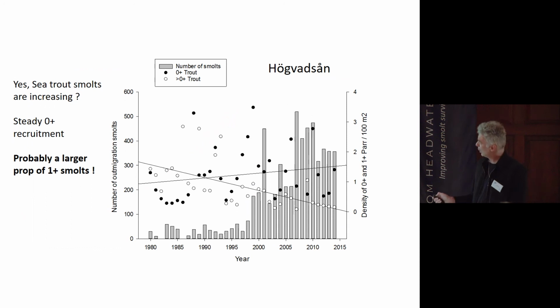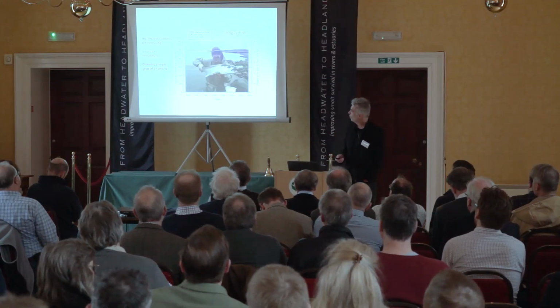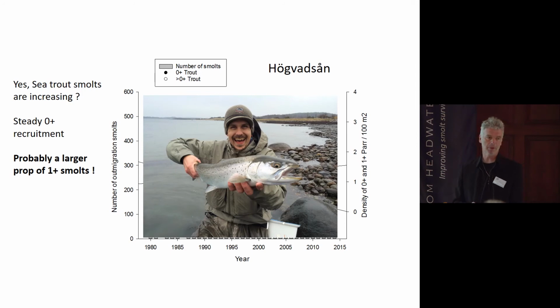And the open circles here are older trout, and the black bars are young-of-the-year trout. And we can see that we have a steady recruitment of young-of-the-year trout, a decline actually in the older trout, but at the same time, we have an increase in the amount of smolt that leaves the system. So this also suggests that we probably have a larger proportion of 1+ smolt that leaves the system. So hopefully that means that we still can keep the fishermen in the sea happy.